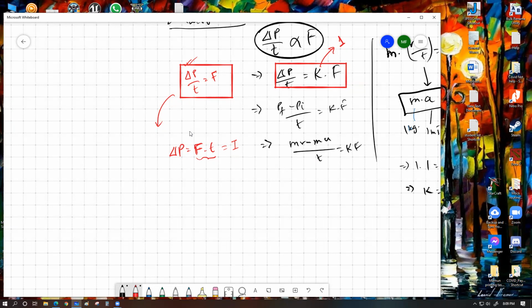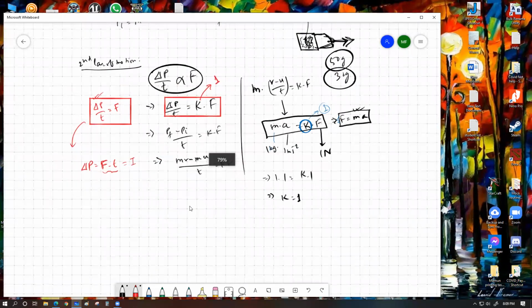So these are the new terms that we have to be acquainted with. Before I get into Newton's third law, using the concept of momentum, any questions so far?